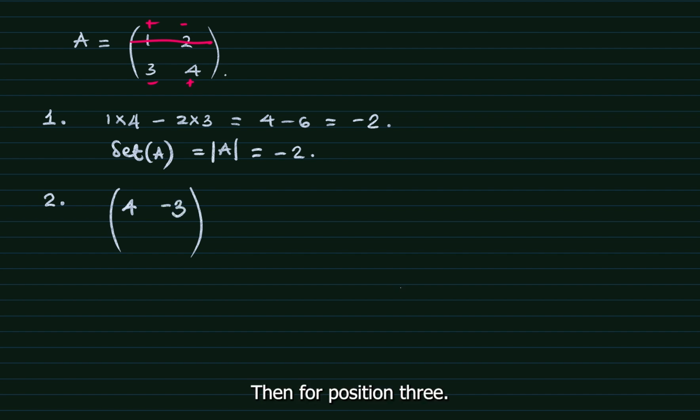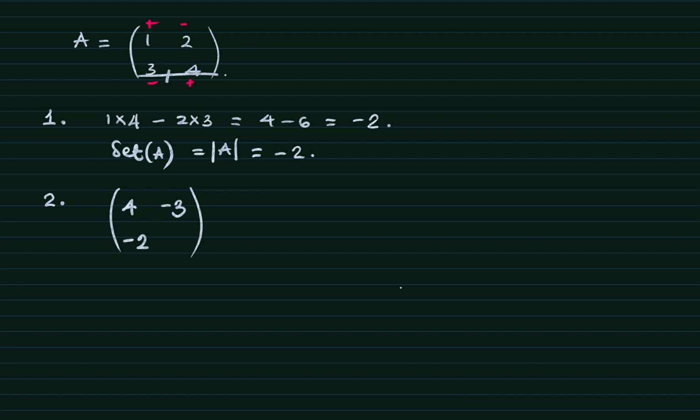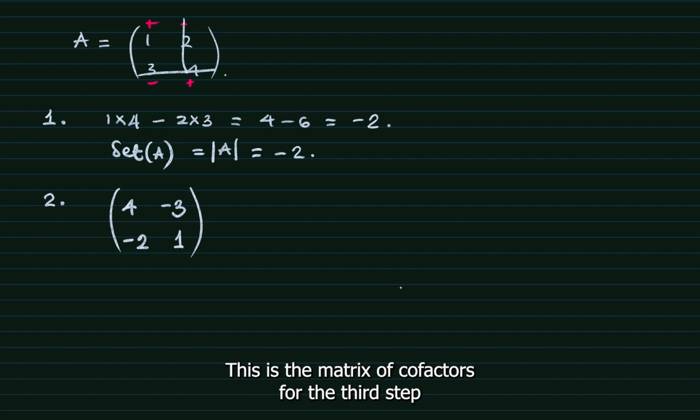Then for position 3, we cancel the row, we cancel the column. So you have negative 2. And then for position 4, we cancel the row, cancel the column. There. So you have positive 1. This is the matrix of cofactors.